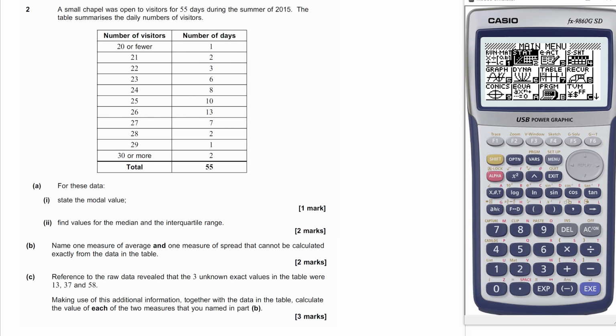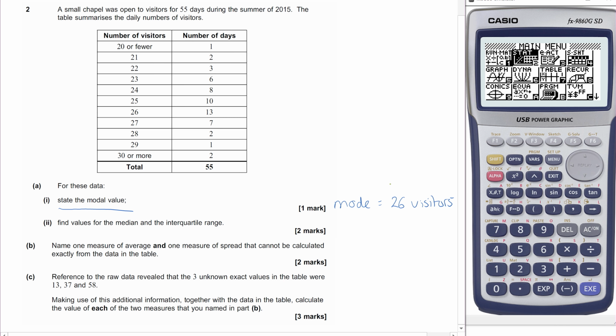Question 2 then. In this question we've been given some data in a group frequency table. We are being asked firstly to state the modal value, so which number comes up most, which number of visitors comes up most. In this case the modal value, the number of visitors coming up most, is going to be equal to the number of days which is highest. So in this case the mode is 26 visitors. That's part A, part 1.